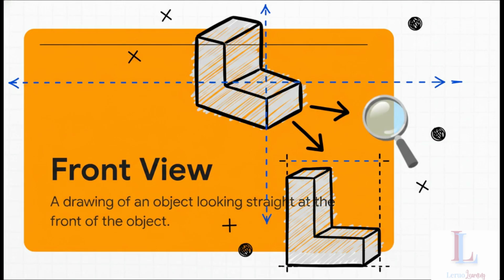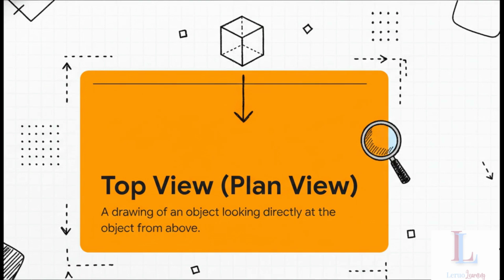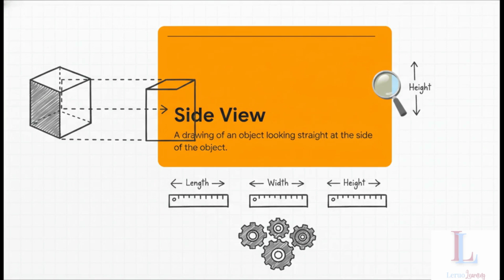So that very first tracing, the one where you're looking straight at the most important face of the object, becomes our front view. Now, imagine you're hovering directly over that box, looking straight down. The tracing you make on that top piece of glass, that's your top view. You'll also hear it called the plan view. And finally, looking from the side gives us, you guessed it, the side view.